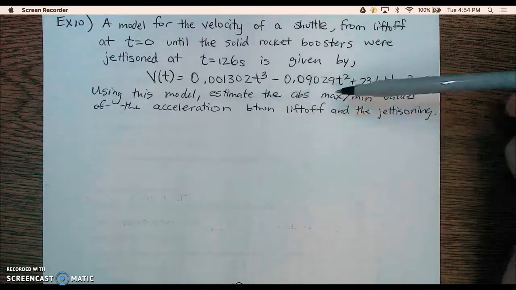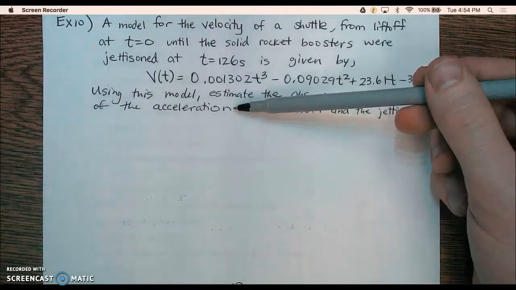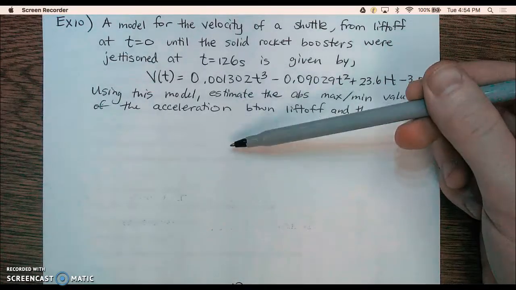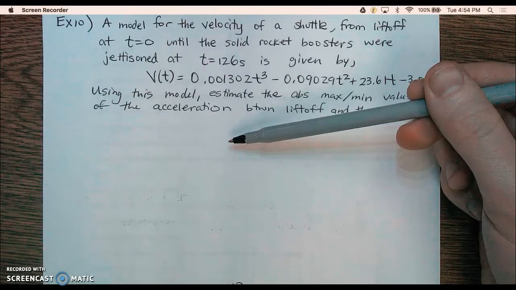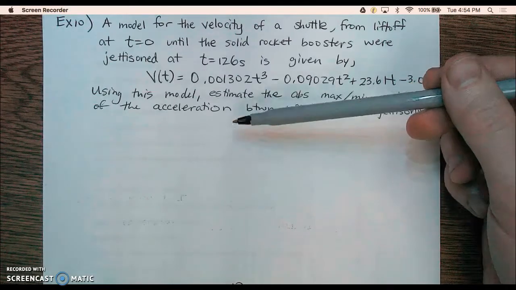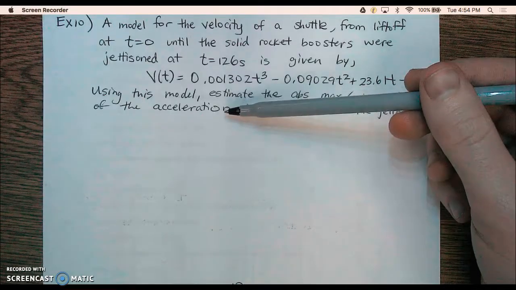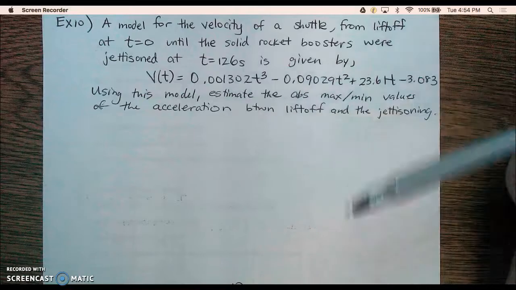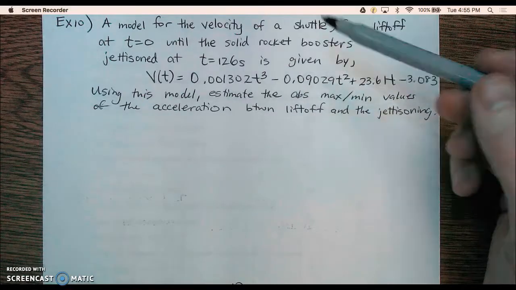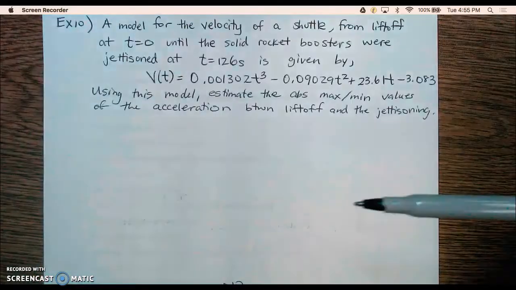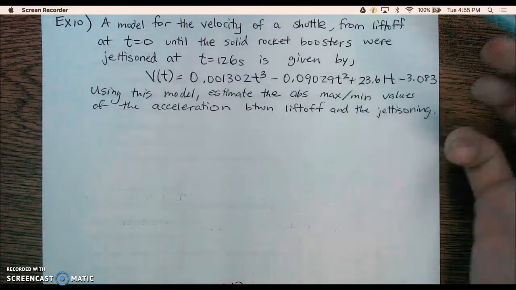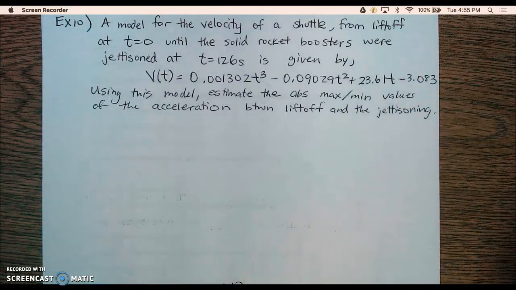And then to find the max and min, I need to find the derivative of the acceleration to find my critical numbers. Then I'm going to plug my critical numbers into the acceleration function. I'm also going to plug in my endpoints, which are 0 and 126, and figure out what's the highest and the lowest acceleration.